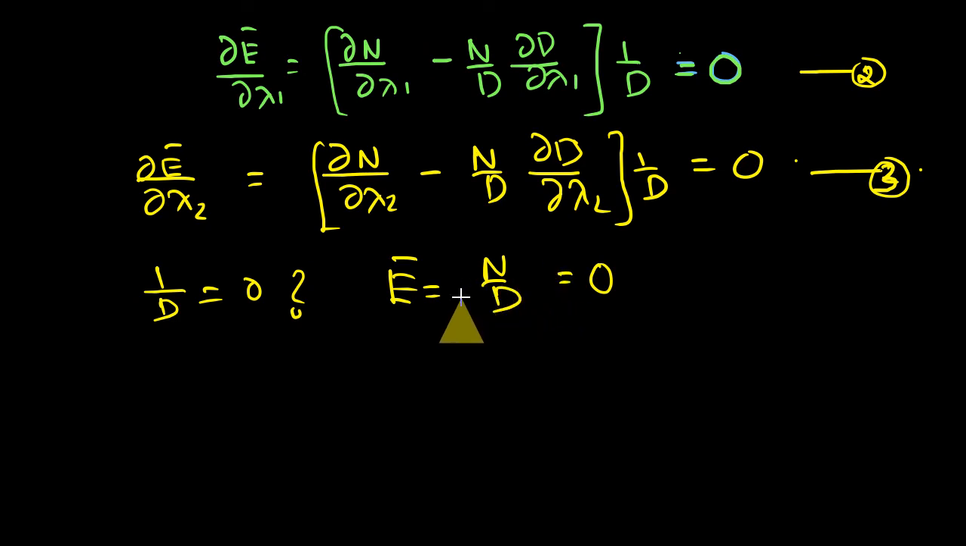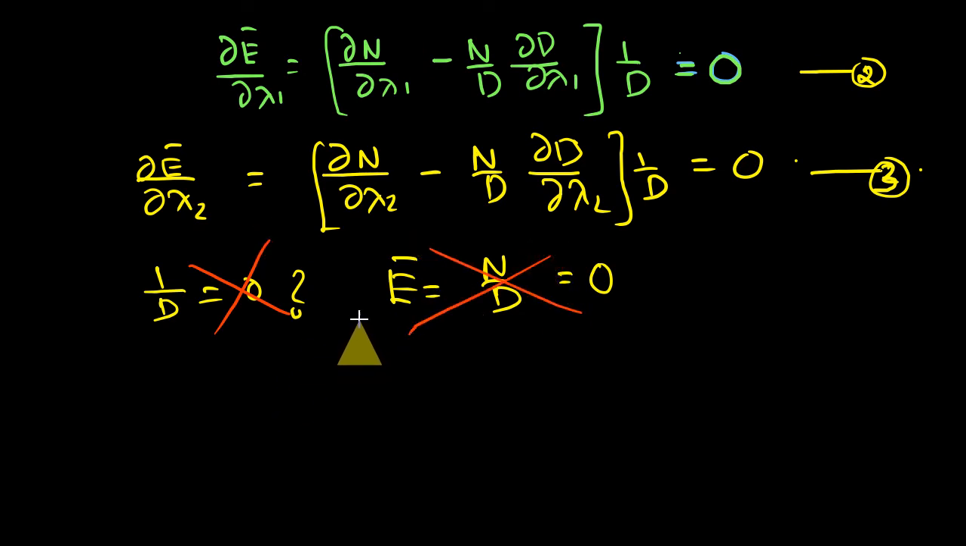Whatever the value of lambda and phi, the expectation value is going to be 0 if 1 by d is 0. That is not acceptable. For every value of lambda 1 and lambda 2, and every value of phi 1 and phi 2, the expectation value is going to be 0 if 1 by d is equal to 0, and that is not an acceptable condition.